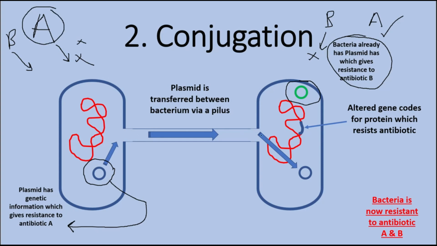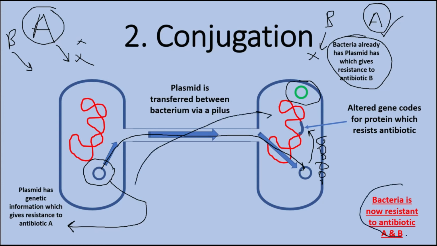So what happens is they form a space bridge, conjugation between the pili, and the plasmid gets passed across to this bacteria. The bacteria says, "Oh, thank you very much," and then that genetic information is inserted into the chromosome, or it can be read by the plasmid, and it starts making stuff wherever it needs to make stuff. And suddenly this bacteria is not only resistant now to antibacterial A, it's now got this resistance to both antibacterial B and A.